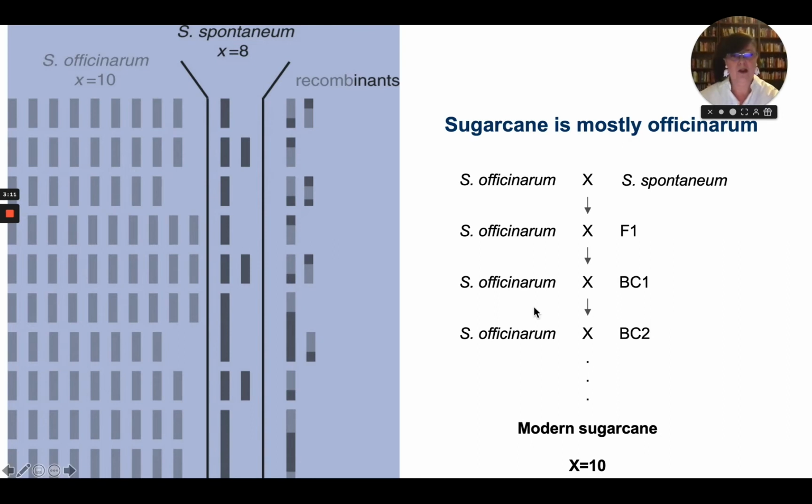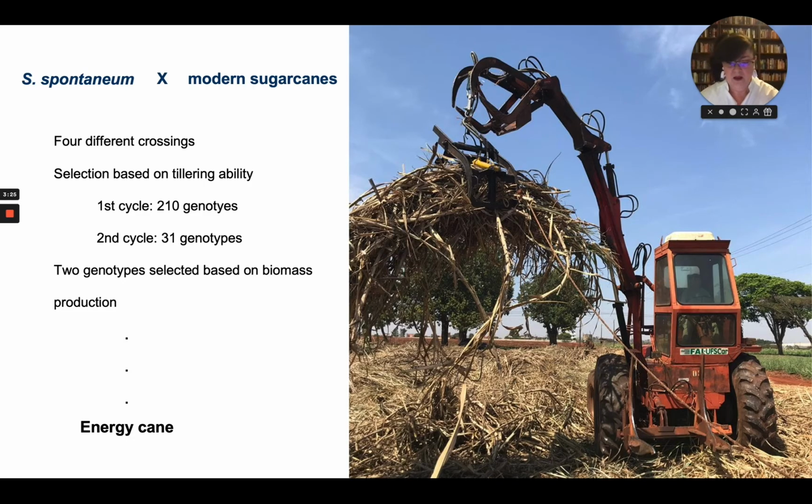That led to a genome that has more than 10 copies of each gene on average, where most copies come from officinarum and only 10% come from spontaneum. What happens if I select for more spontaneum, more biomass instead of more sugar? To check that, we crossed spontaneum with modern sugarcane varieties. We did 4 different crossings, analyzed 210 genotypes, and selected the progenies with more tillering and more biomass.